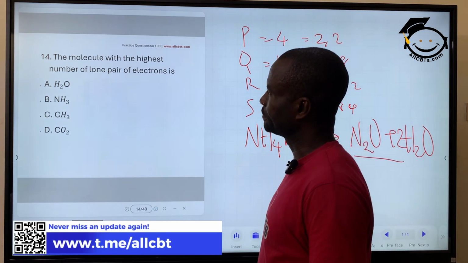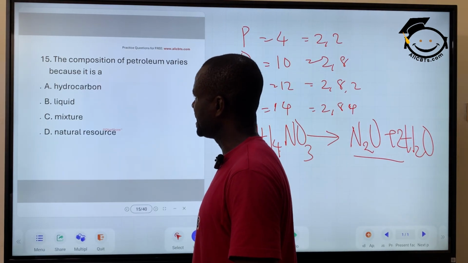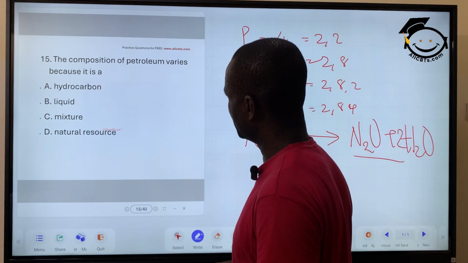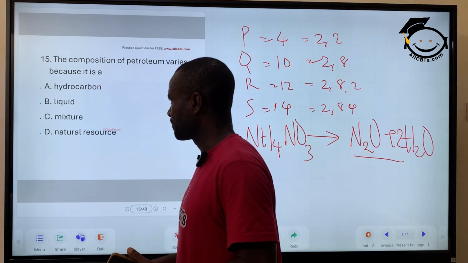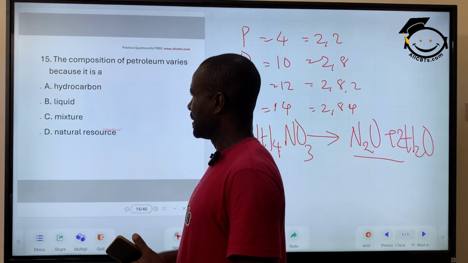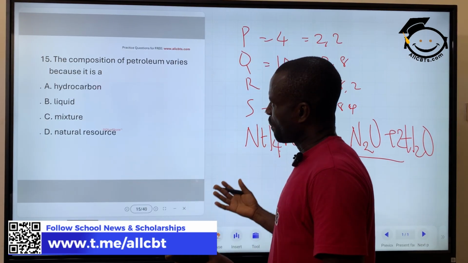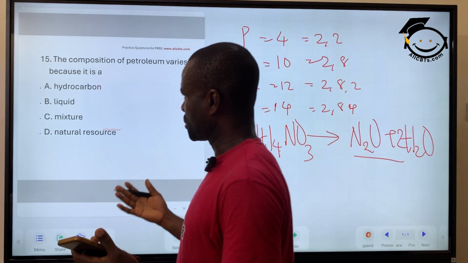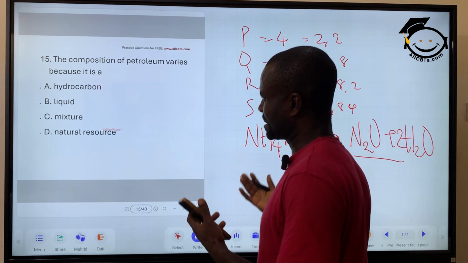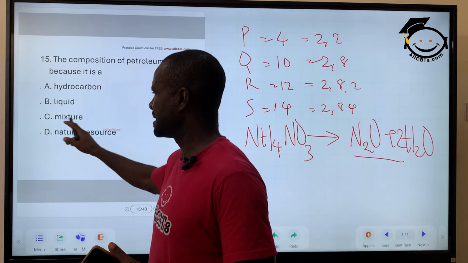Number 15. The composition of petroleum varies because it is a dash hydrocarbon. Yes, it's a hydrocarbon, but does that make the composition vary? Is it a liquid, a mixture, a natural resource? The correct answer is that petroleum is a mixture of different components: petrol, kerosene, diesel, and so on. So they vary in their composition, and can be separated by fractional distillation. So the correct answer is a mixture.